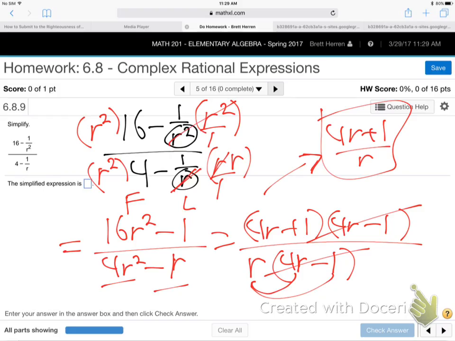A lot of steps. All these are potential. There'll be 1 or 2, probably 2 complex fractions on Monday's test.